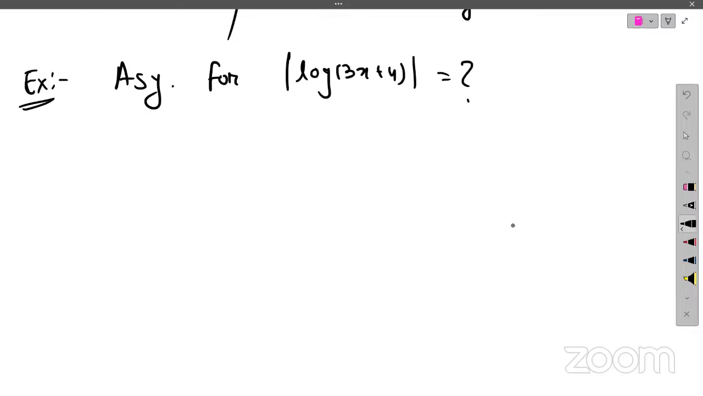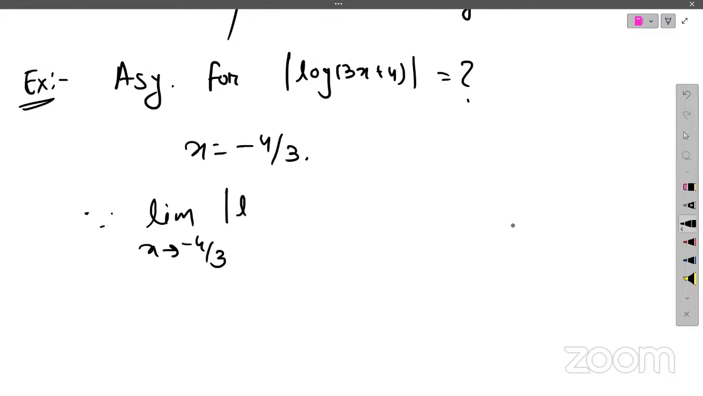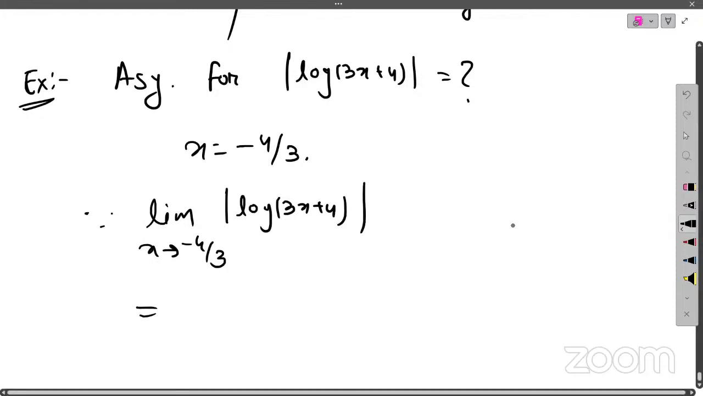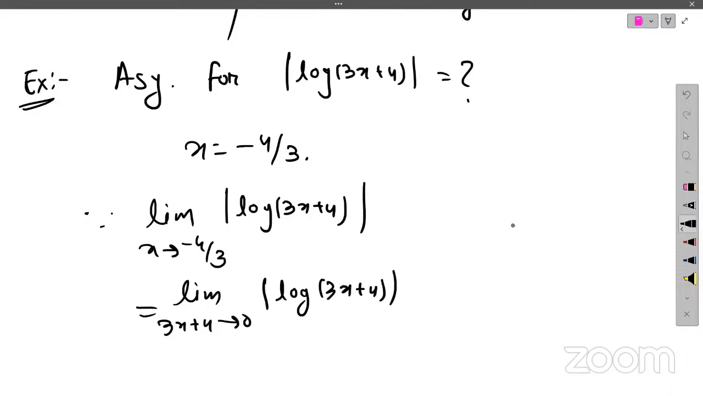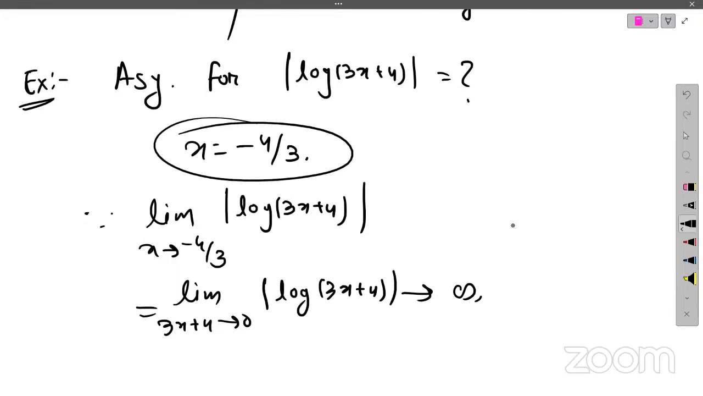Can you guys guess? Yes, ma'am, it's minus 4/3. Right. So the line x equals minus 4/3 will be the asymptote, because if you consider this limit, x going to minus 4/3 of modulus of log of 3x plus 4, it simply says that as x goes to minus 4/3, 3x plus 4 goes to 0, so modulus of log of 3x plus 4, and we know that as x goes to 0, this limit goes to infinity. So that's where this will be your asymptote.